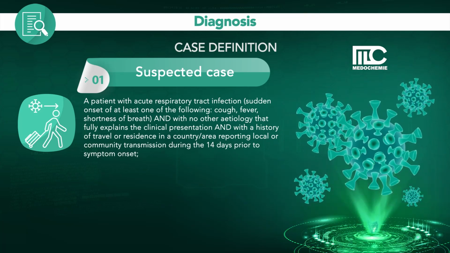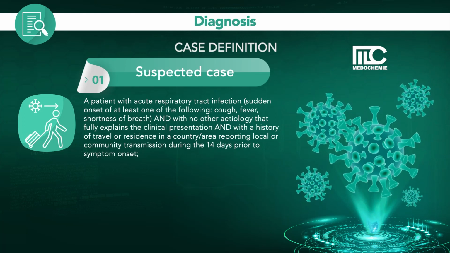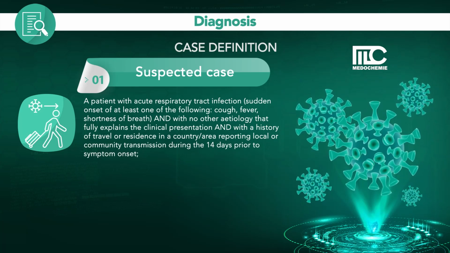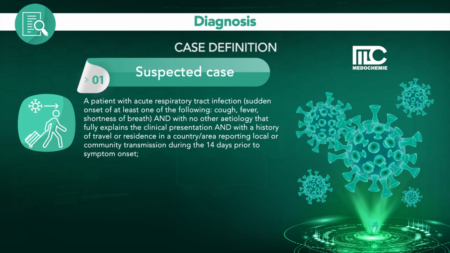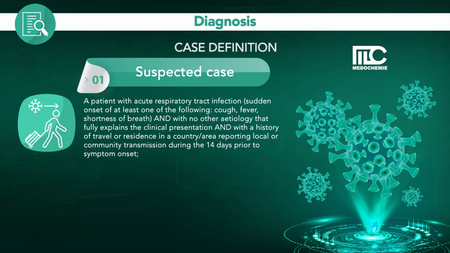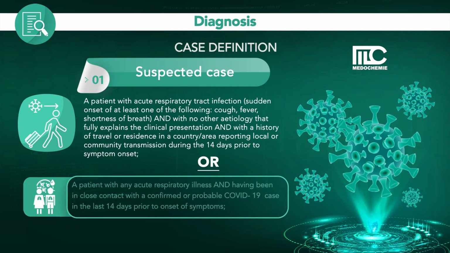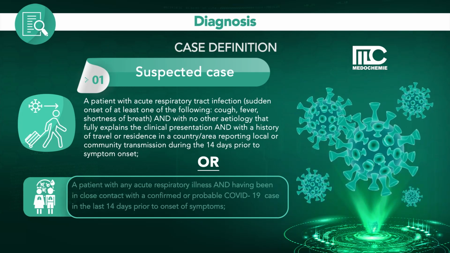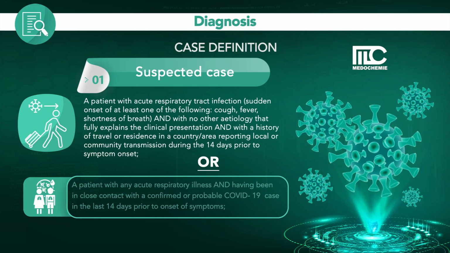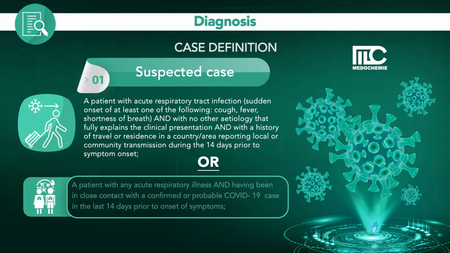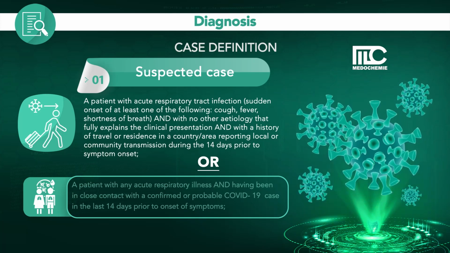and with a history of travel or residence in a country or area reporting local or community transmission during the 14 days before the onset of symptoms. Or patient with acute respiratory illness having been in close contact with a confirmed probable COVID-19 case in the last 14 days before the onset of symptoms.